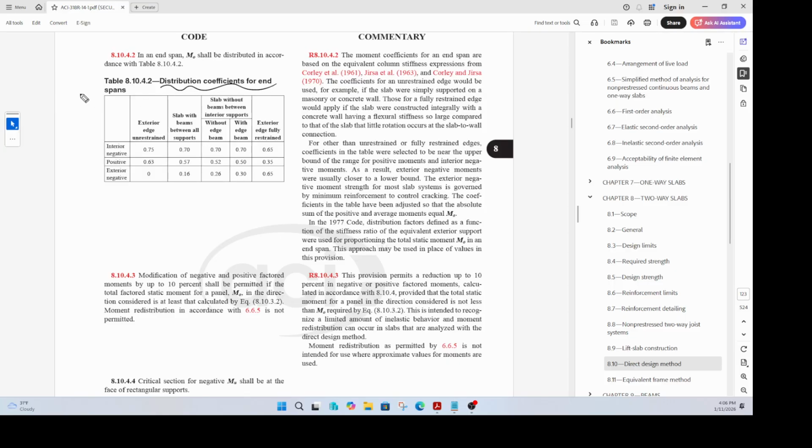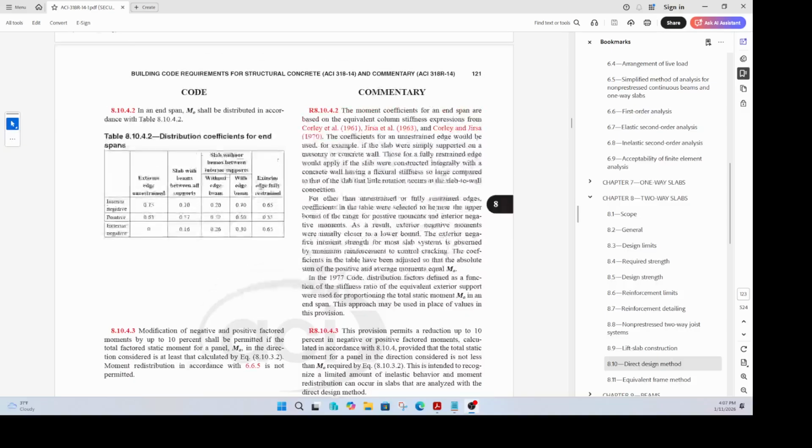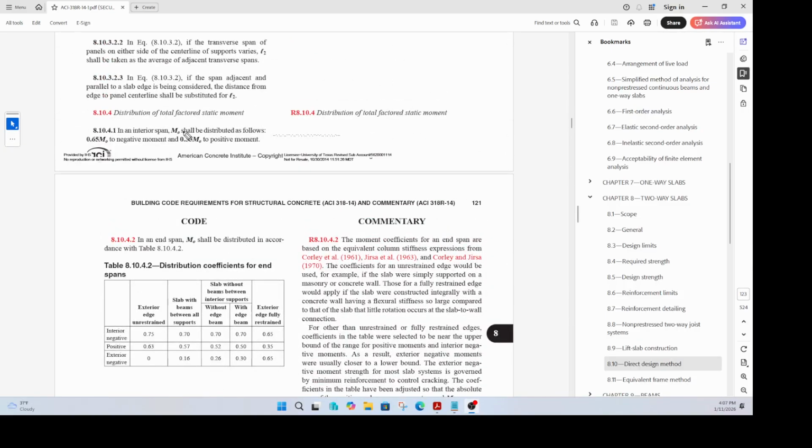So this is the most important table. There's a lot here. It looks pretty simple, but we will have to really look into a bunch of scenarios here. Right, let's go up a little bit. If you see here, this is about distribution of that M naught, that static moment. How do you distribute it?